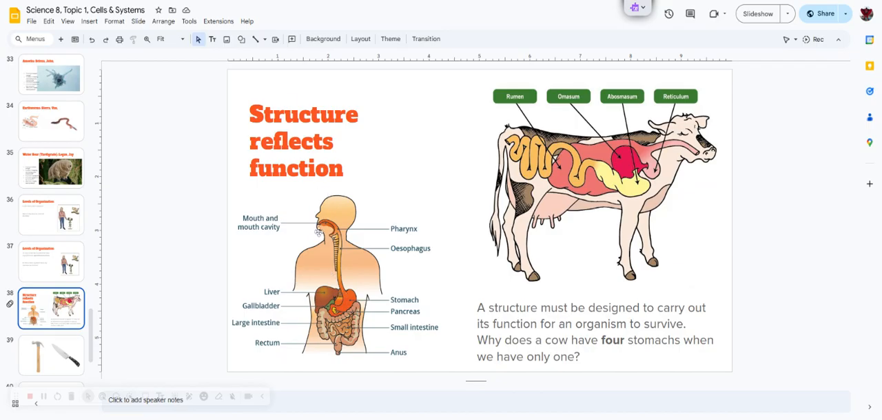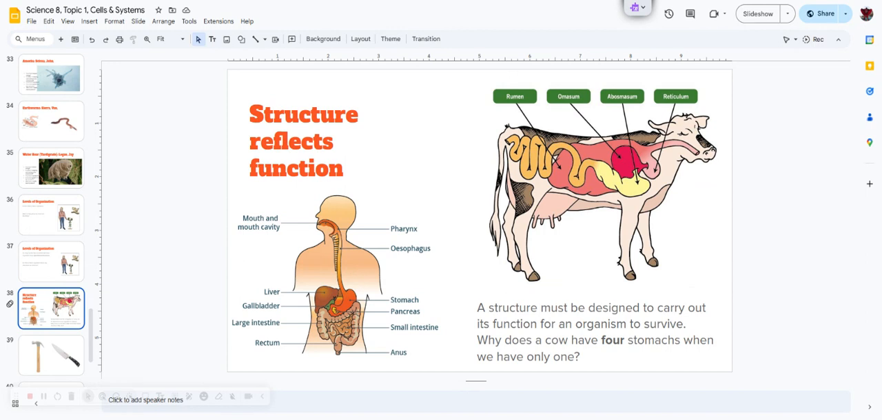You can think of inside a person's mouth, right? We've got sharp teeth. Why? Because we've got to chew up the food. If our teeth weren't sharp, or if we didn't have teeth at all, we wouldn't be able to chew. Therefore, we wouldn't be able to gain energy. Therefore, we wouldn't exist. We wouldn't live and survive.